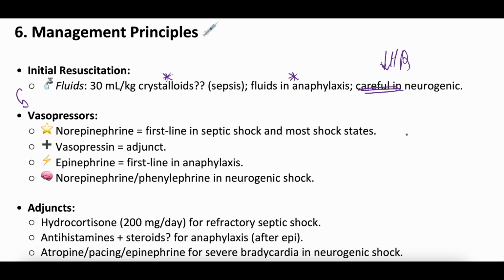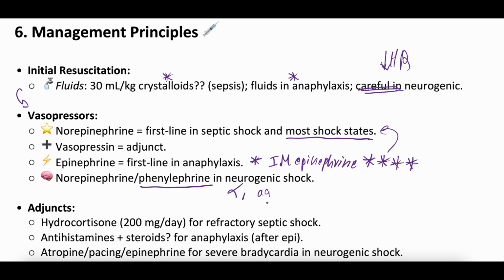And norepinephrine is first line in septic shock and honestly most shock states, with the one caveat being, remember, in anaphylaxis, you need that IM epinephrine. If that doesn't work, repeat it, and sometimes you even need to put them on an epinephrine drip. So epinephrine is the vasopressor you want in anaphylaxis. In septic shock, though, norepinephrine is first line. Vasopressin is an adjunct vasopressor. We've talked about all these vasopressors in previous episodes, so definitely check those out. And in neurogenic shock, some people like phenylephrine. Phenylephrine is an alpha-1 agonist, so it just vasoconstricts, whereas norepinephrine has alpha-1 effects, but also has beta effects.